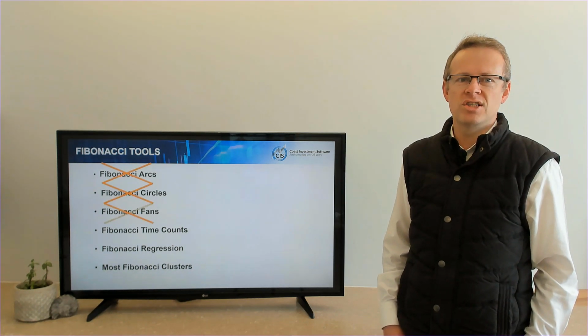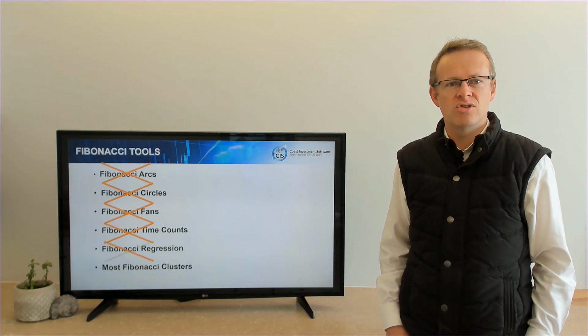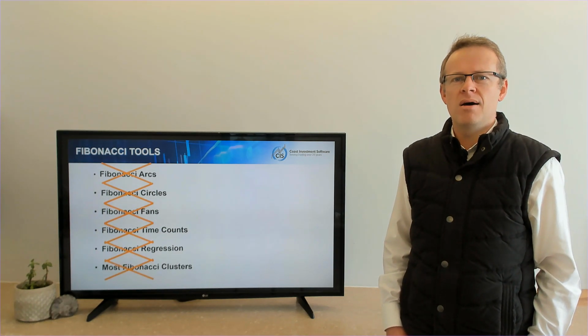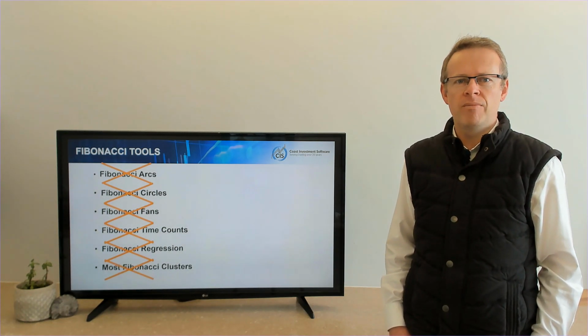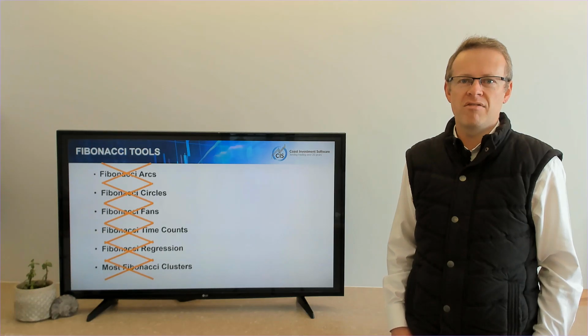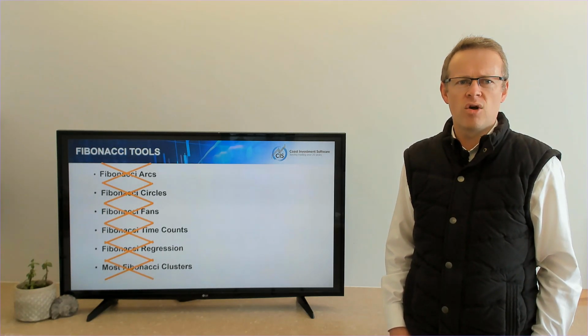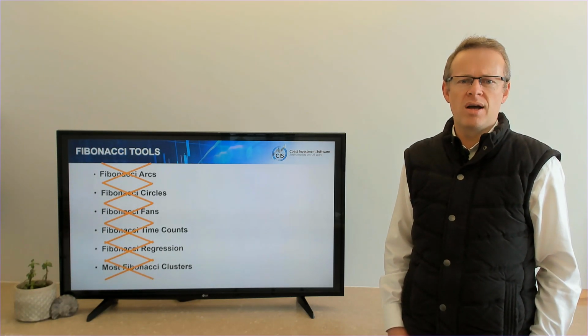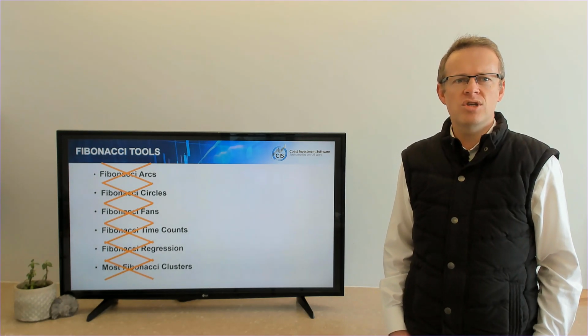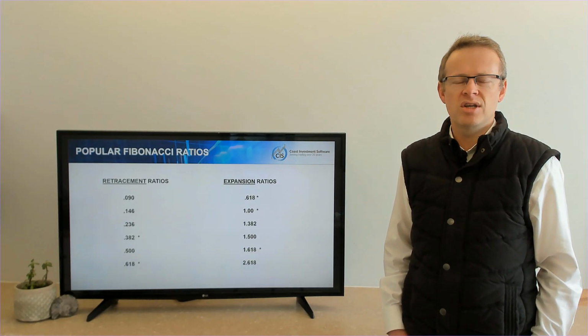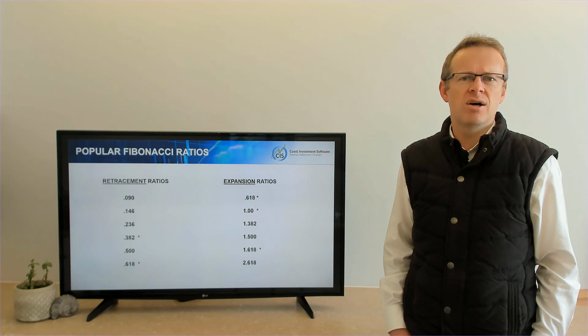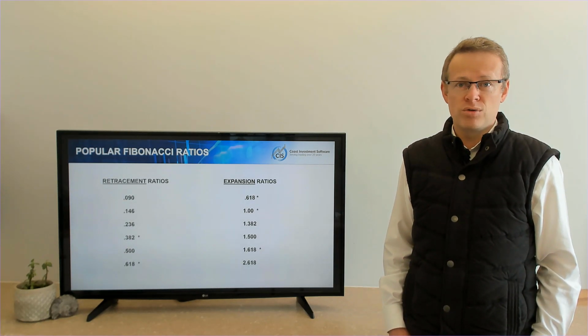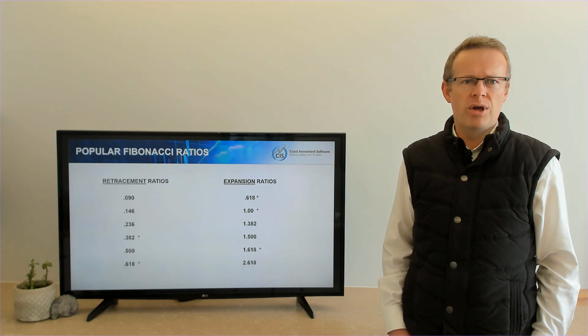So no arches, no circles, fans, time counts, regression or clusters. We're just keeping it very simple. Trading is already hard enough as it is. We don't need a lot of confusion. So let's look at what we use. Fibonacci ratios. Those of you who have looked at Fibonacci know you've got a whole bunch of ratios which can also in itself be confusing. So what do we use?